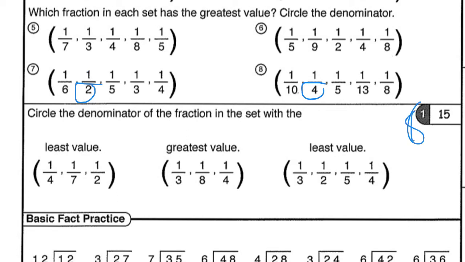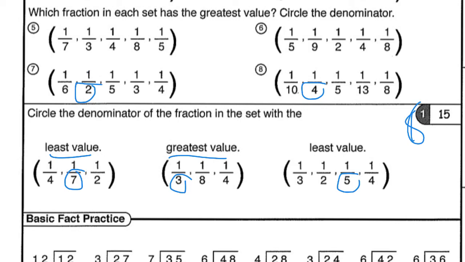I would like you to do these 3 problems, add up the check answer in the corner, and see if it comes out. Pause the video to do that. So in the first one it says least value. 1/7 has the least value out of those 3. You should have circled the 7, not the whole fraction, but just the 7. The greatest value out of all these next ones would be 1/3, so you should have circled the 3. And then the least value on this last one would be the 5 for 1/5.